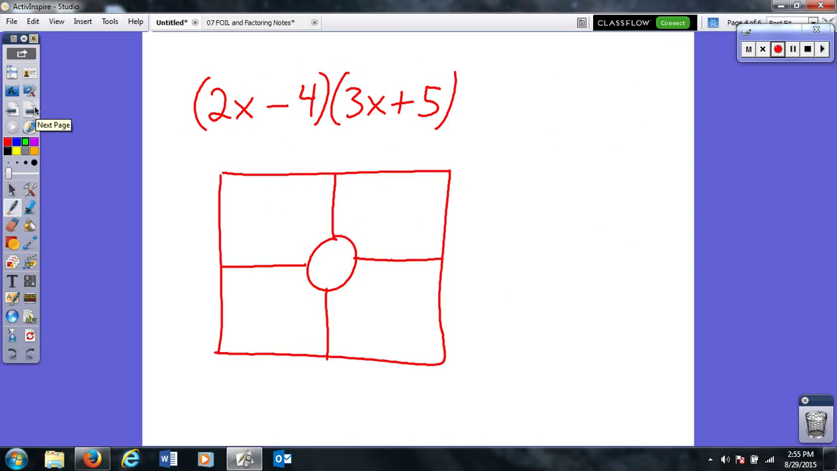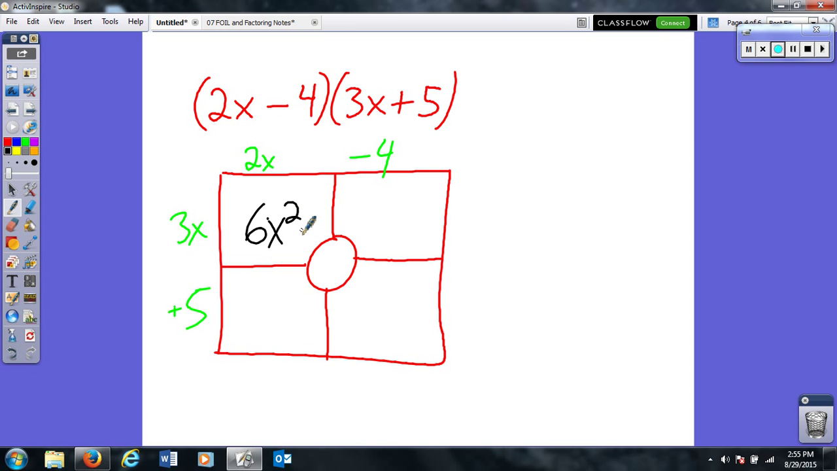Let's do it again with the box. So 2x, then minus 4, and then 3x, and a positive 5. If you want to put a plus there, just to keep straight in your head that it's positive, that's fine too. Alright, on the top left, we do 2x times 3x. That's going to give us 6x squared.